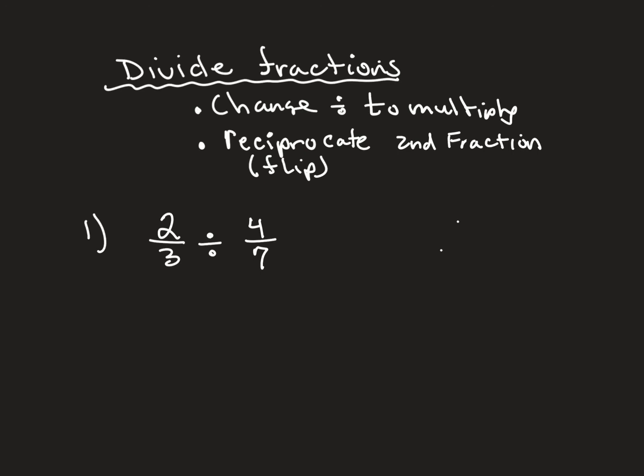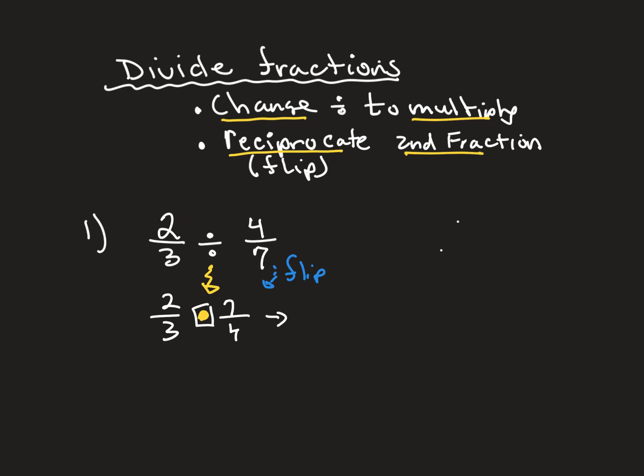So here is a division problem. We're going to change the division to multiplication and reciprocate the second fraction. So we're going to leave the first fraction the same. We're going to change division to a multiplication problem, as long as we remember to take the reciprocal, or to reciprocate, which is really flipping the fraction to 7/4. We'd like you to use the word reciprocate instead of just using the word flip, and then we can multiply straight across because now it's a multiplication problem.